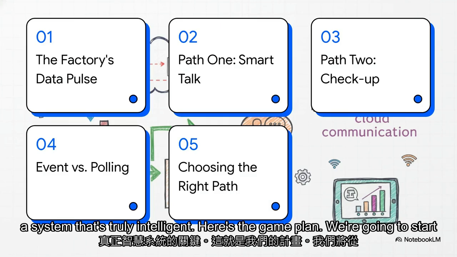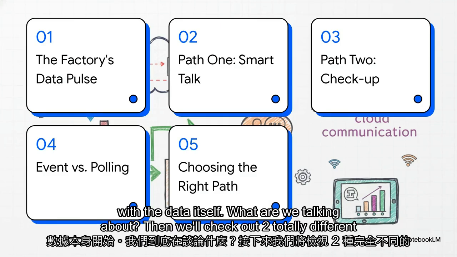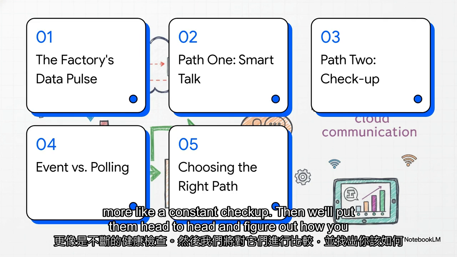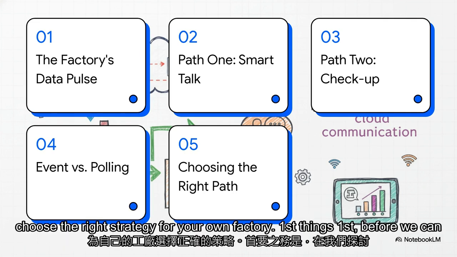Okay, so here's the game plan. We're going to start with the data itself. What are we even talking about? Then we'll check out two totally different ways to communicate. Path one is like a smart, efficient conversation. Path two, well, it's more like a constant checkup. Then we'll put them head to head and figure out how you choose the right strategy for your own factory.